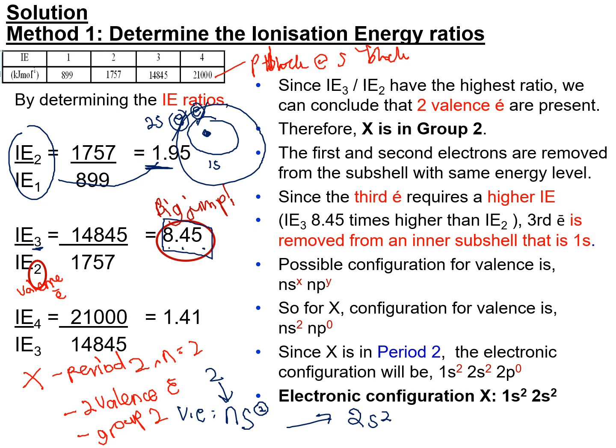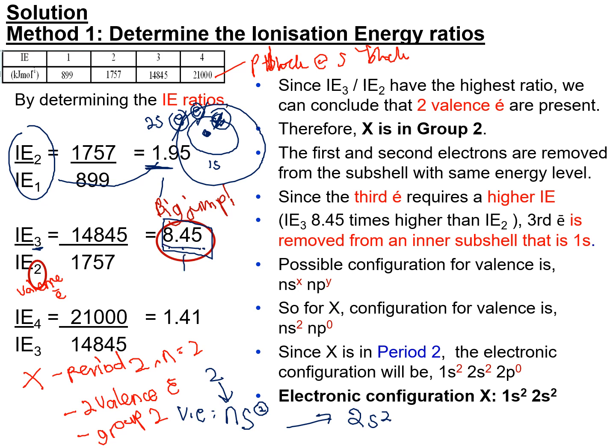Okay. Sebab apa? Sebab bila you nak remove elektron yang ketiga ni, you ambil daripada inner shell. Okay, this is the valence electron punya shell kan. Sebab kan you nak remove elektron yang dekat inner shell, that's why dia akan ada big jump. Kiranya you hanya ada dua valence electron lah. Okay, sebab IE2 bagi IE1 you dapat 1.95 over 1 kan. IE3 bagi IE2 you dapat 8.45 over 1.